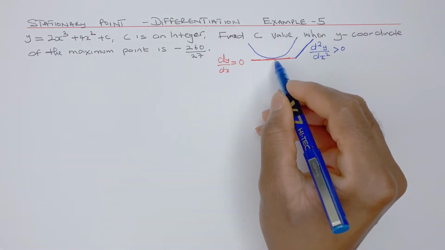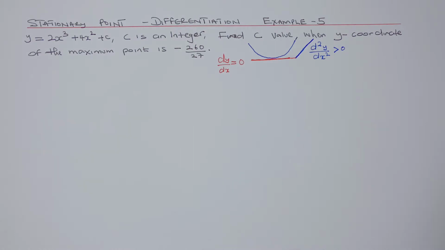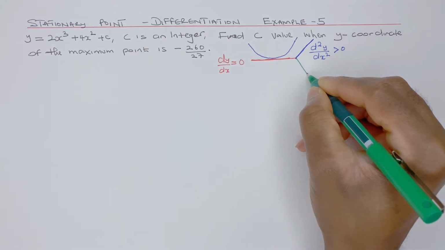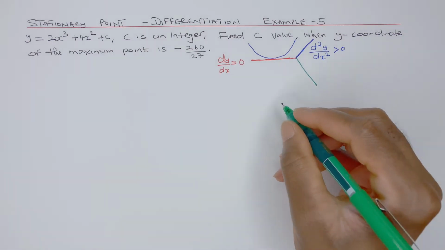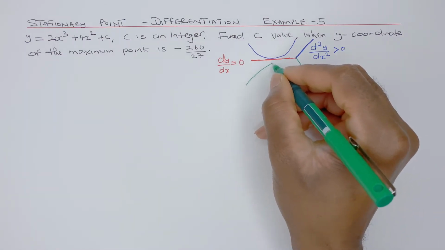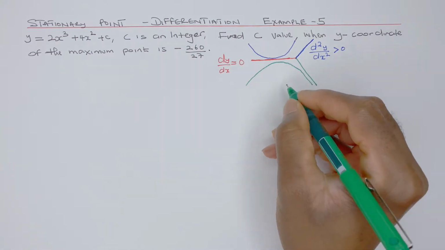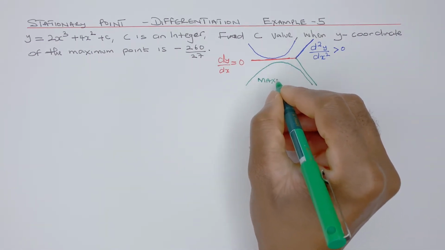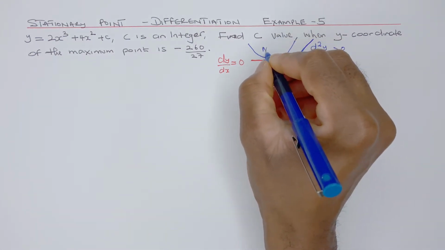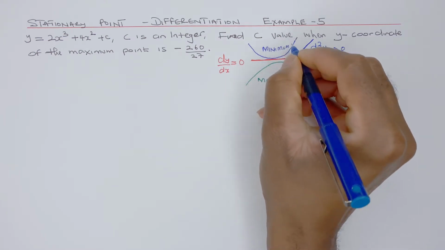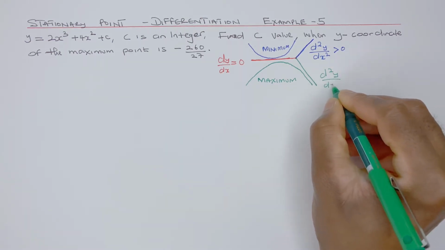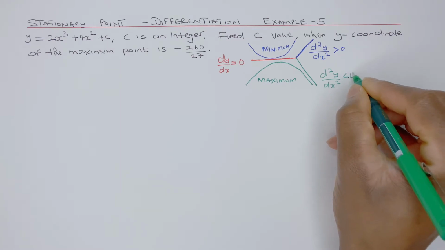Because you go from 0 gradient to positive gradient. If the gradient going from 0 and the second derivative, the second gradient, is negative, then you're going from 0 to negative. So that would be maximum. And this is minimum. So that's what we're looking for. The d2y/dx squared will be less than 0.